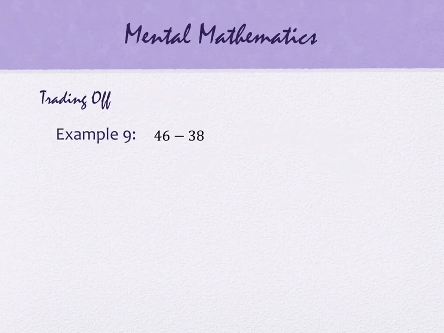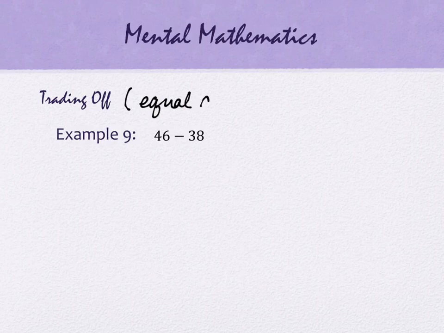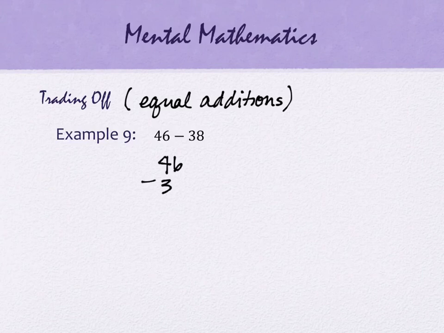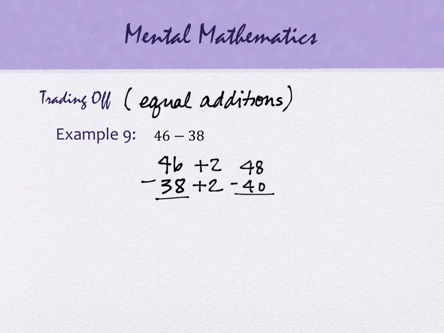Trading off. Trading off is actually just really equal additions. So if you think of 46 minus 38, again, your goal is no borrowing. So on the second number, you would try to get zeros. What would I have to add to 38 to get it to have a 0 in the ones place? 2. And if I add it to 38, I add it to 46. So I have 48 now, and 40. And 48 minus 40 is 8.